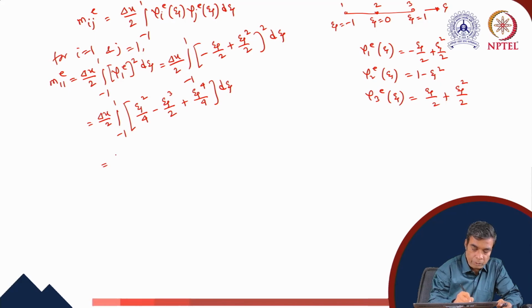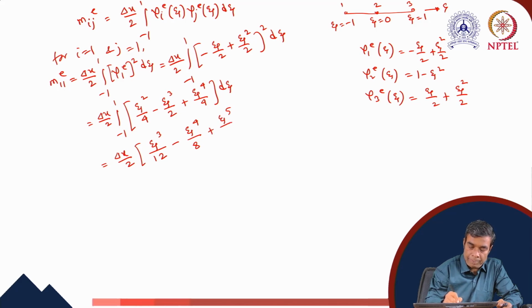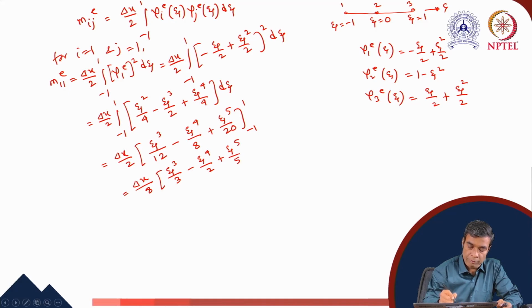Performing the integration, we get Δx by 2 into ξ cube by 12 minus ξ to the power 4 by 8 plus ξ to the power 5 by 20. The range is from minus 1 to 1. This equals Δx by 8 into ξ cube by 3 minus ξ to the power 4 by 2 plus ξ to the power 5 by 5, from minus 1 to 1.